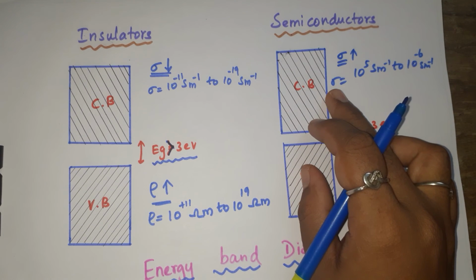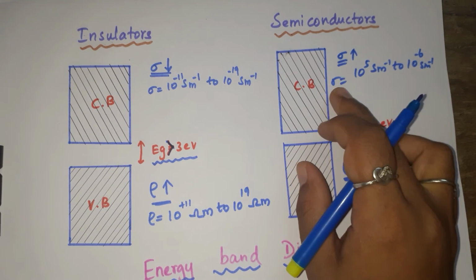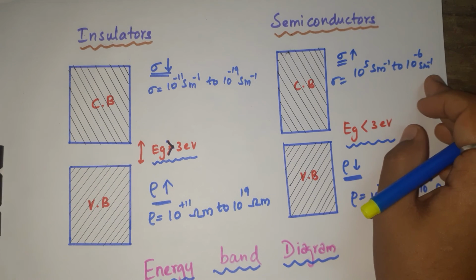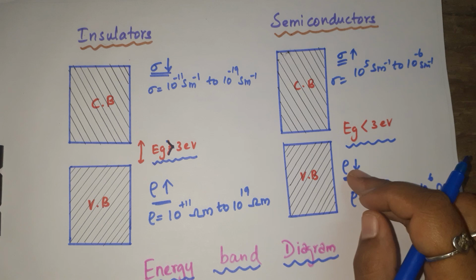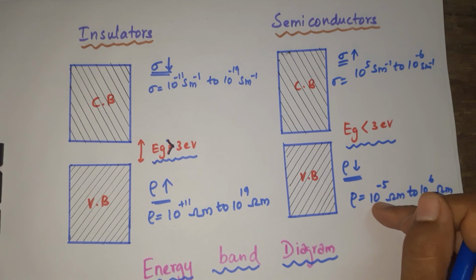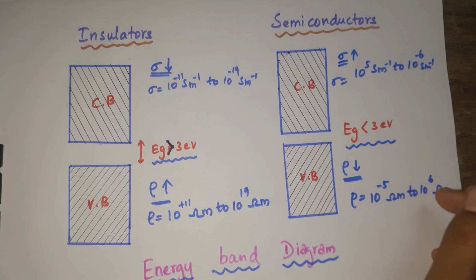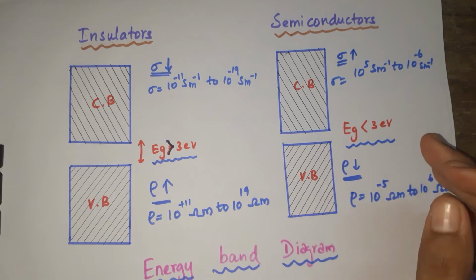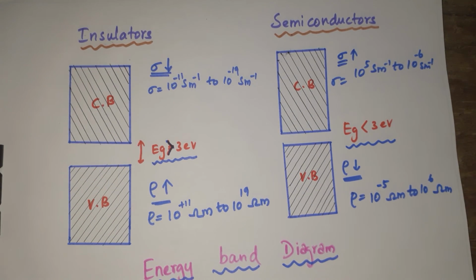So the value for sigma, the conductivity, is 10 power 5 Siemens per meter to 10 power minus 6 Siemens per meter. The resistivity is opposite to this, that means rho can be taken as 10 power minus 5 ohm meter to 10 power plus 6 ohm meter. So we just saw insulators and semiconductors from the energy band diagram.